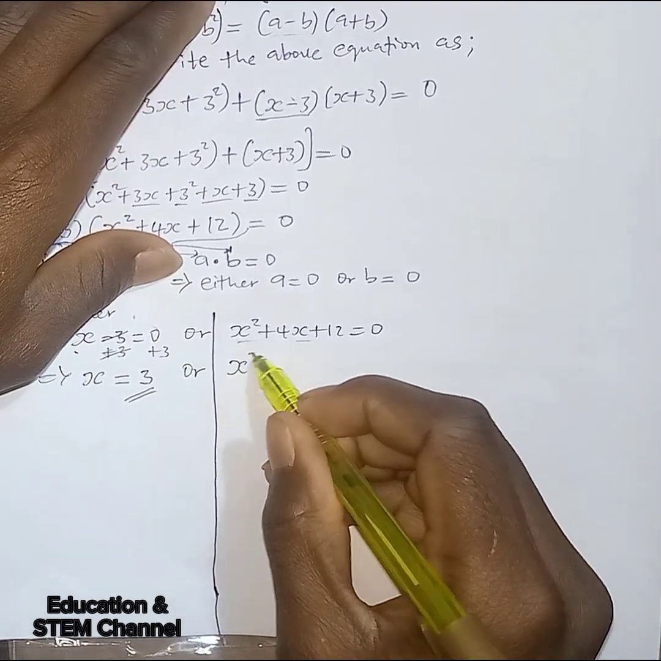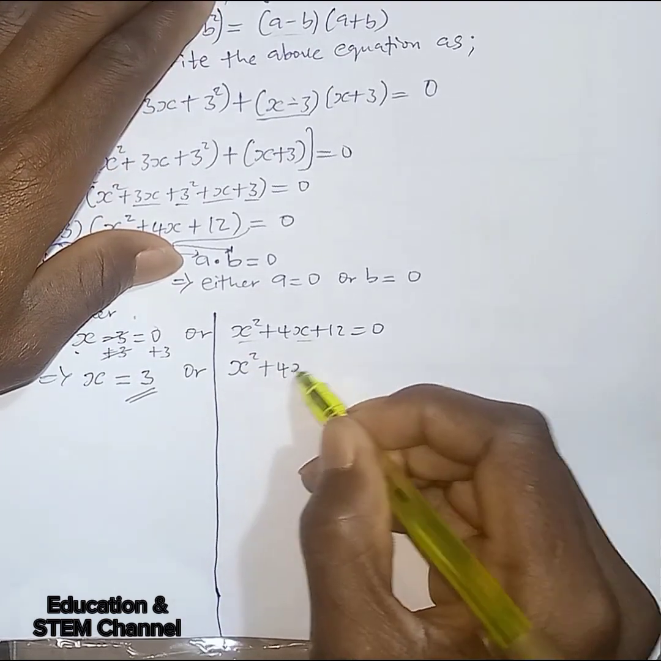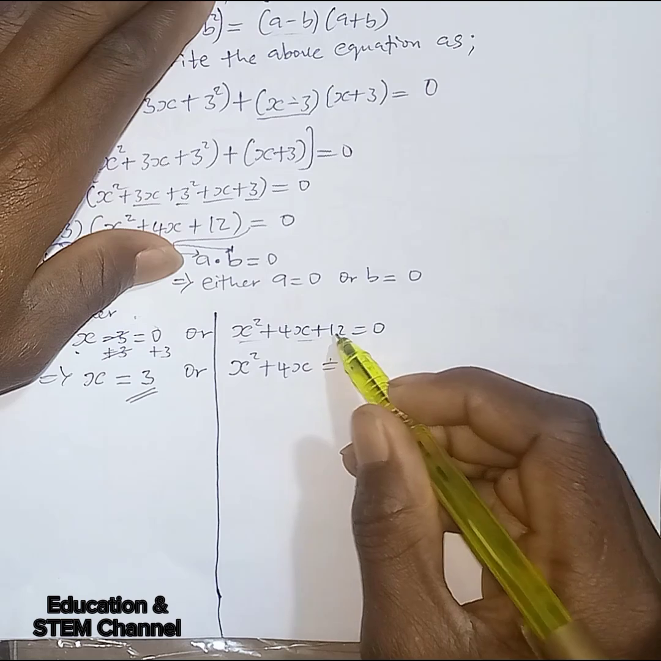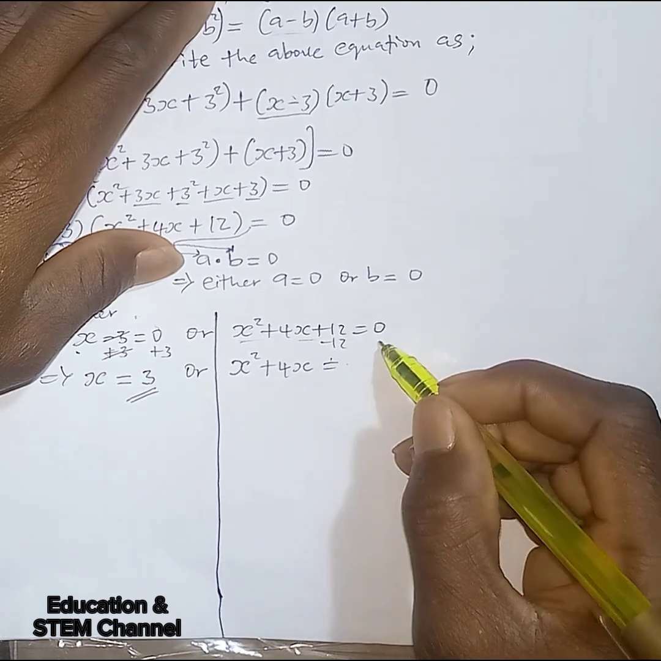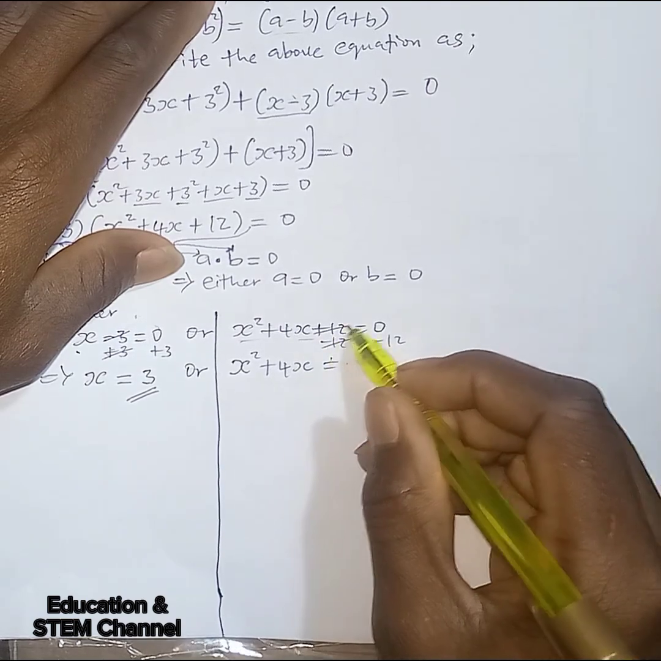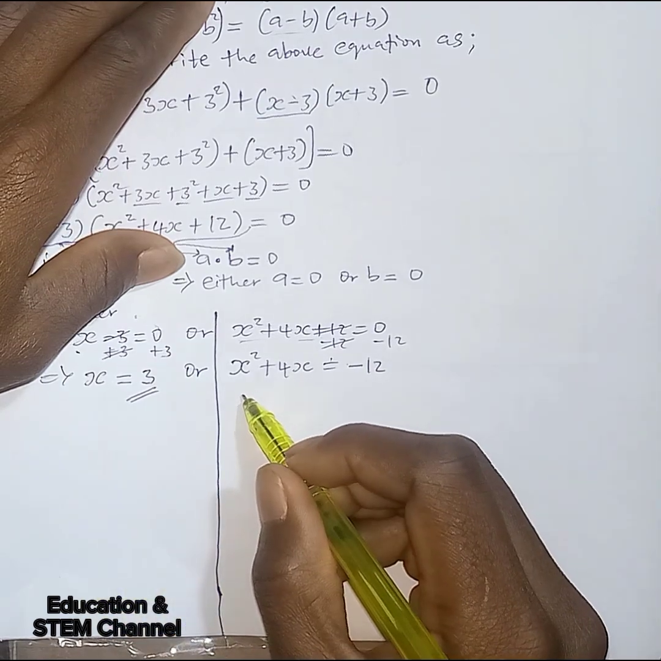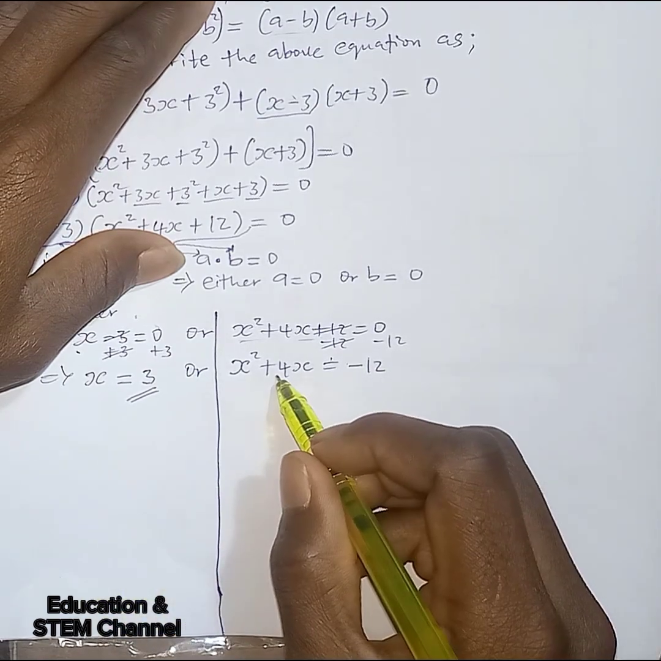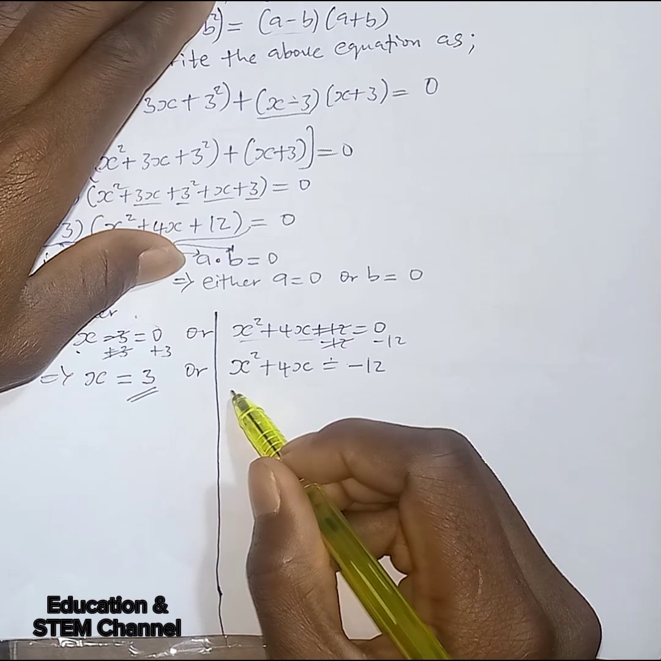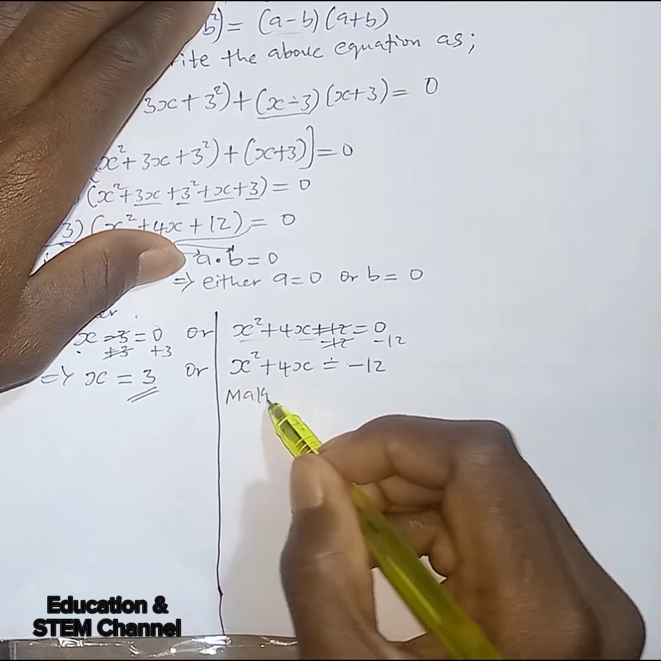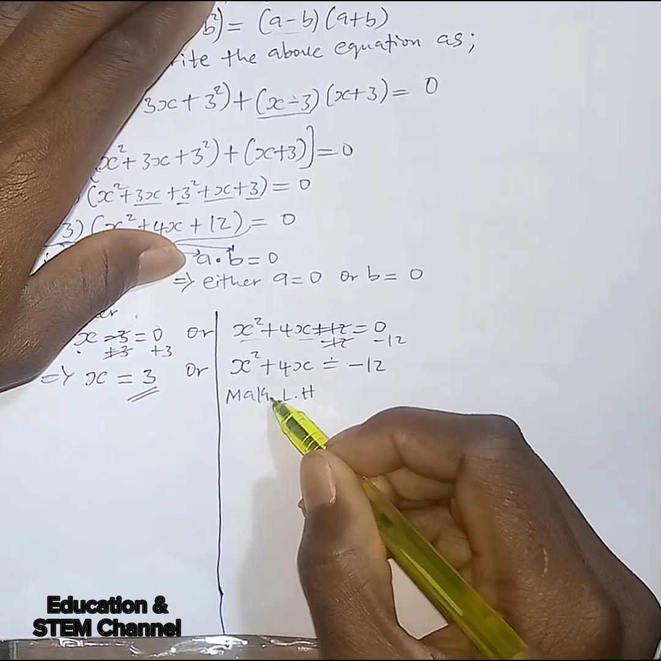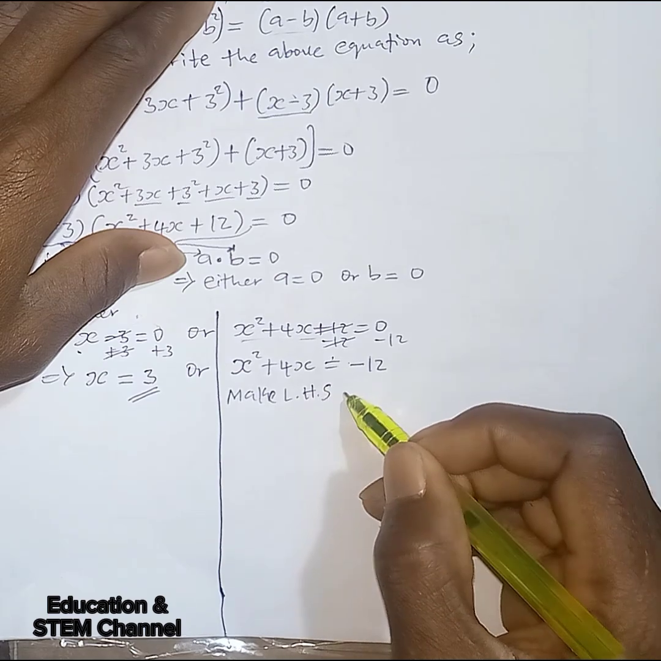Now we are going to get the remaining 2 solutions out of this second equation that was formed, which is a quadratic equation. And I'll use this opportunity to teach us how to solve a quadratic equation using completing the square. As you can see, the first step I took is to make sure all x terms are on the left hand side while the constant is on the right hand side. So we have x squared plus 4x equals negative 12.